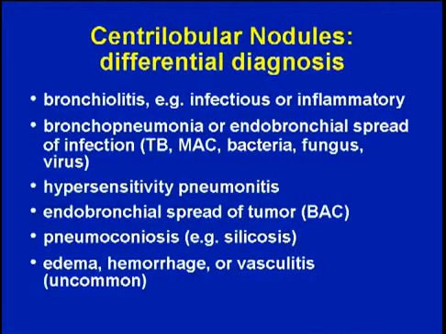Now, the differential diagnosis of centrolobular nodules, well, usually it's going to represent some sort of a bronchiolitis, infectious or inflammatory. It may represent an infection with endobronchial spread. Hypersensitivity pneumonitis, one of the common causes of centrolobular nodules. Endobronchial spread of neoplasm, used to be called bronchiolo-alveolar carcinoma, now is mucinous adenocarcinoma. Pneumoconiosis, silicosis, for example, can give centrolobular nodules because the dust is first deposited there. And then vascular causes, pulmonary edema, pulmonary hemorrhage. But most of the causes of centrolobular nodules are small airway diseases, and one of the common ones is hypersensitivity pneumonitis.